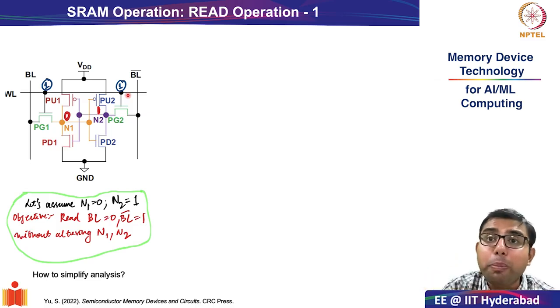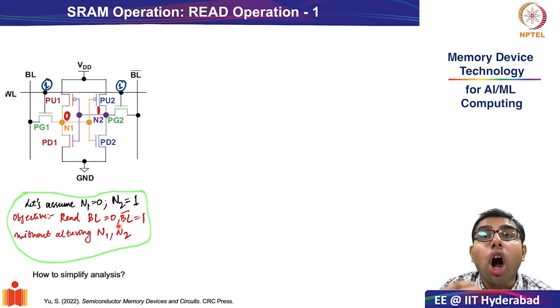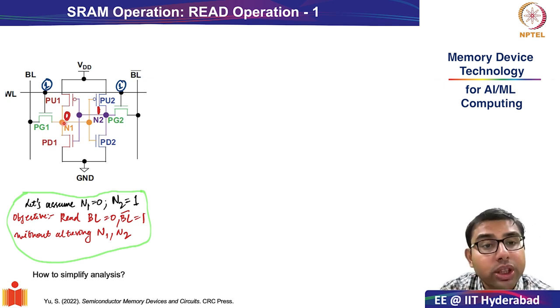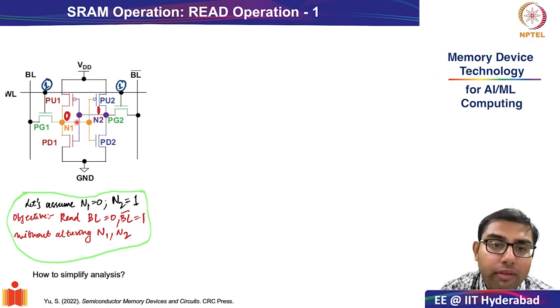But there's a very important point which we should mention here: all of this read operation should happen without altering the value at N1 and N2. Without altering the values of N1 and N2, and that by definition is called non-destructive read. What is the meaning of non-destructive read? That we somehow come to know the values at internal nodes N1 and N2 without disturbing the values at N1 and N2.